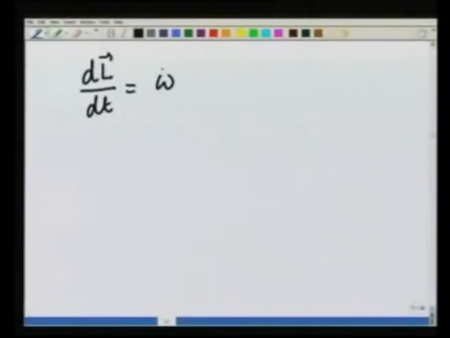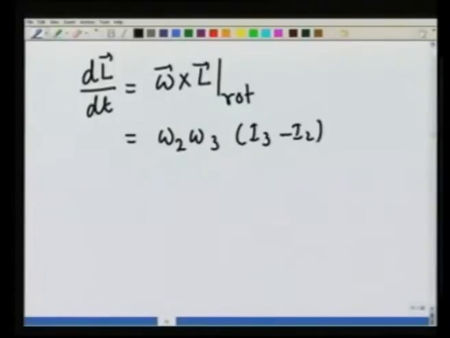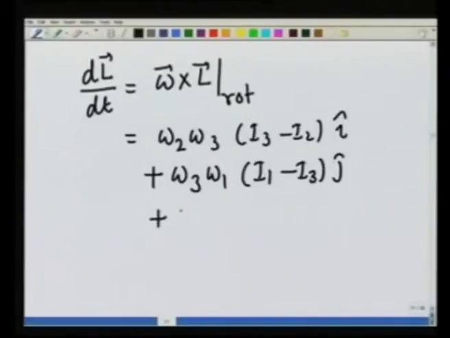So, what we notice is that in general, purely because of the rotation, only because of the rotation, since L is rotating about omega, the rate of change comes out to be omega 2 omega 3 (I3 minus I2) along the principal axis x, plus omega 3 omega 1 (I1 minus I3) j, plus omega 1 omega 2 (I2 minus I1) k at any given instant.